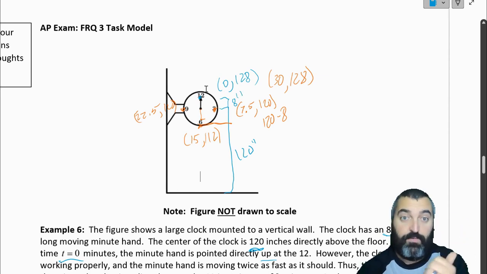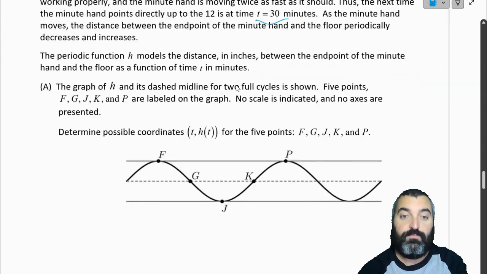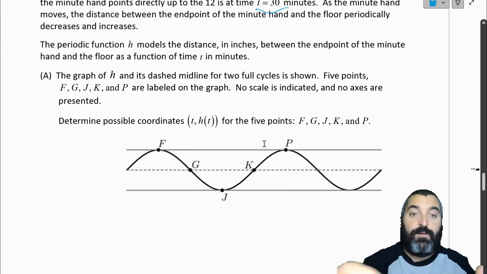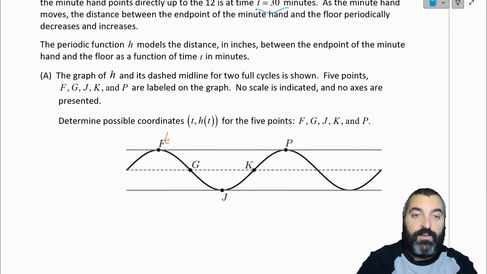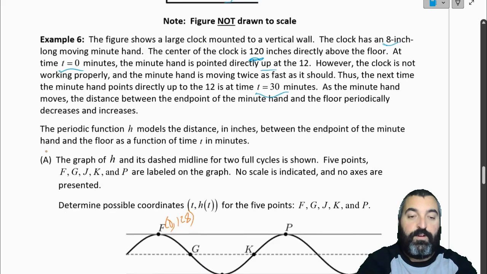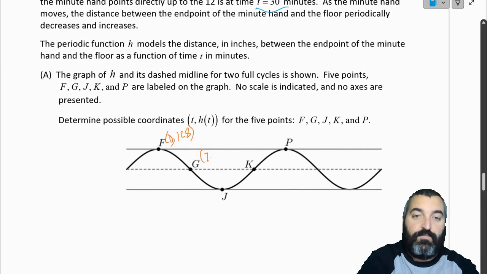It's the highest point, so that's going to be a maximum. So let's find a maximum point on here. Well, F and P are both maximums. I'm going to make my life easier and call the one on the left the 0. So 0, 128, which means the next point, when it's in the middle, hence the midline, it's the 7.5. So then I have 7.5, 120.